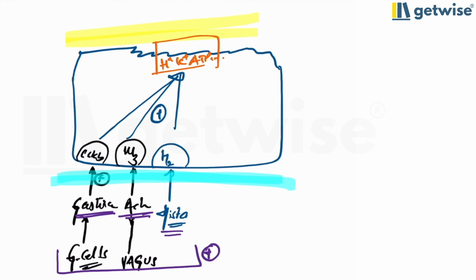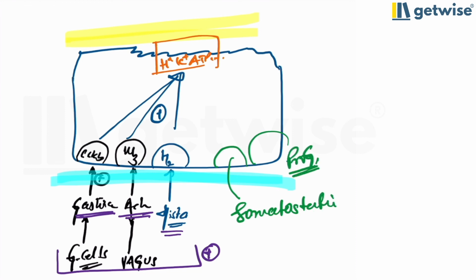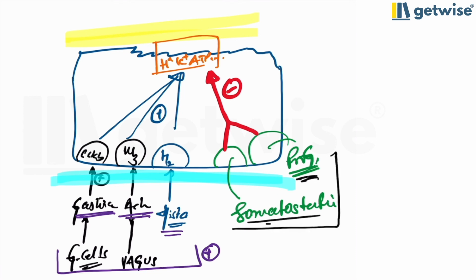But we have some inhibitors also. On the parietal cell itself, we have two more receptors, one for somatostatin and the second for prostaglandin. When these two receptors are stimulated by somatostatin and prostaglandin, they will inhibit the H plus K plus ATPase. So you can say that prostaglandin and somatostatin will decrease the HCl secretion.